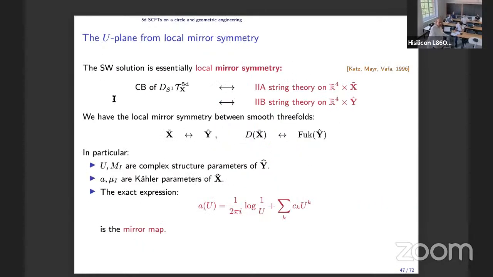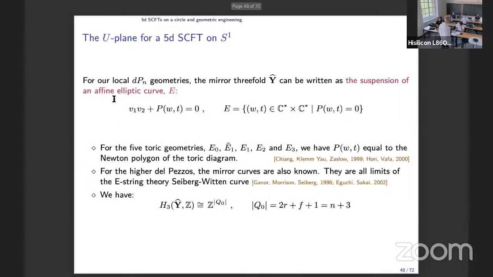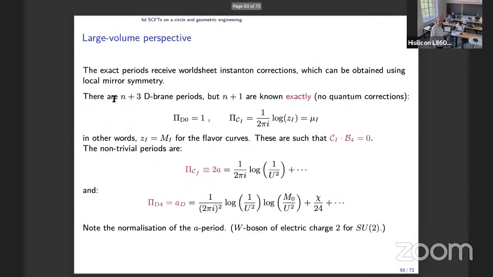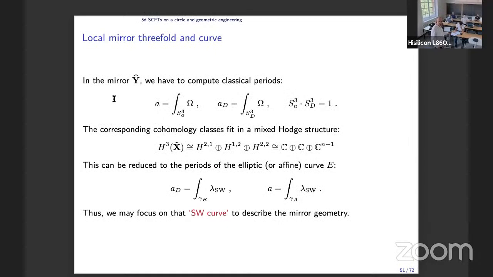But then there will be instanton corrections in the usual sense. So that's the mirror map that you want to determine in principle. You can do it through many methods. Let me skip that. You can do essentially what is pretty familiar to many of you. I think you can compute the periods either in type 2A or in the mirror. In type 2A it will be the usual form of Seiberg-Witten theory.